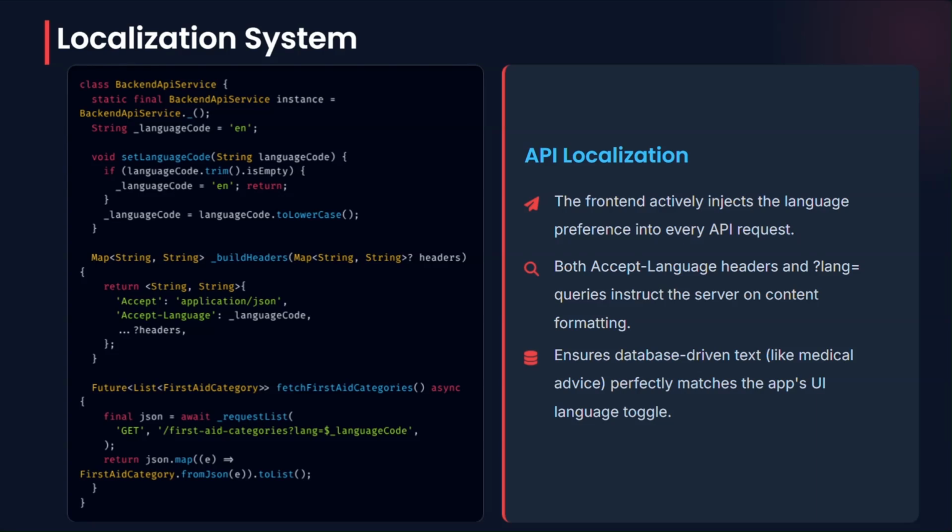In the localization system, this system allows users to switch between English and Khmer. When the language changes, the front end stores the selected language and sends it to the backend using the Accept-Language header and the lang parameter. The backend then retrieves the corresponding English or Khmer content from the database and returns it to the app, ensuring that both the user interface and first aid information are displayed in the selected language.